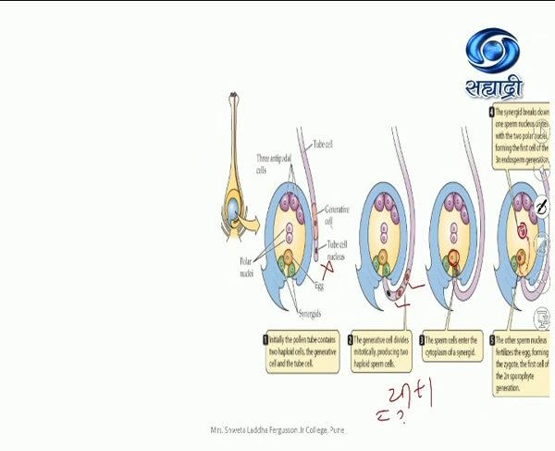So now what is the result? It will form a 3n, which is called as PEN. What is PEN? Primary endosperm nucleus is formed. And what is the ploidy of primary endosperm nucleus? It is triploid. Why is it triploid? Because a haploid male gamete is fusing with the diploid secondary nucleus. And this is called as secondary fertilization.